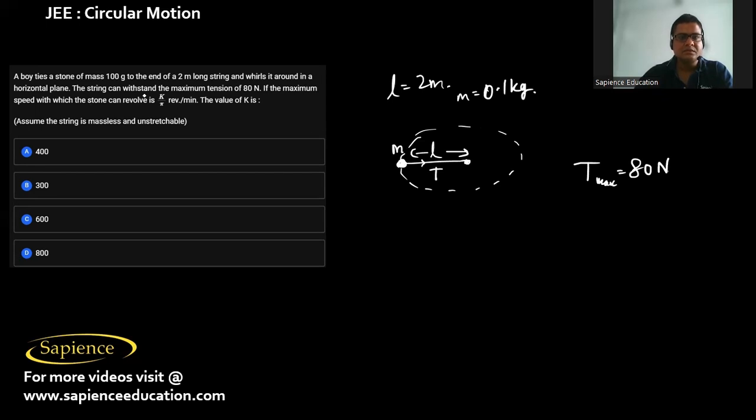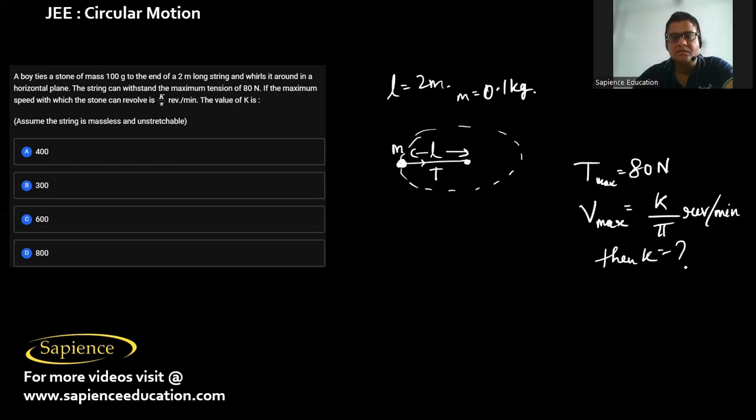If the maximum speed with which the stone can revolve is k by pi revolutions per minute, then the value of k is to be found. So it is told that the maximum speed with which the stone can revolve is k by pi revolutions per minute. Then the value of k will be how much, that has been asked. So here we can say that T will provide the necessary centripetal force, that is mv square by L.